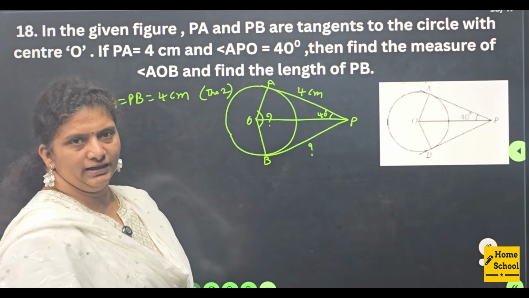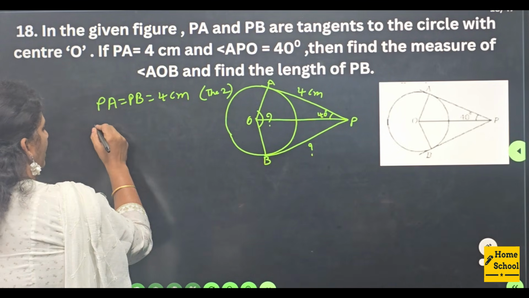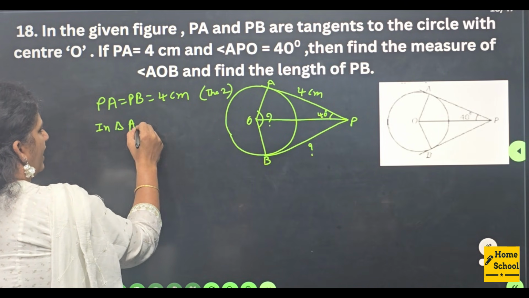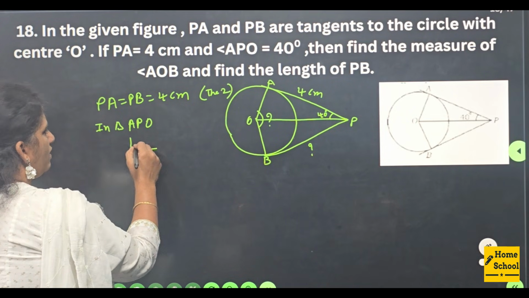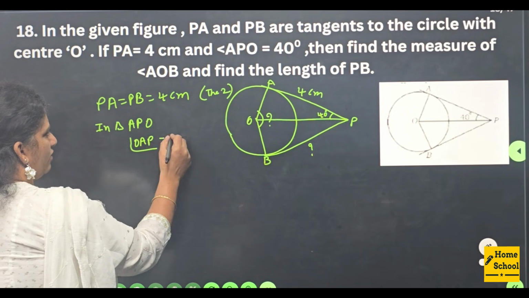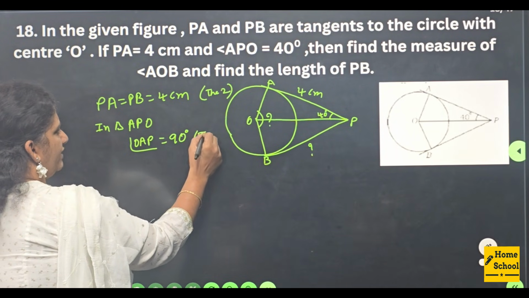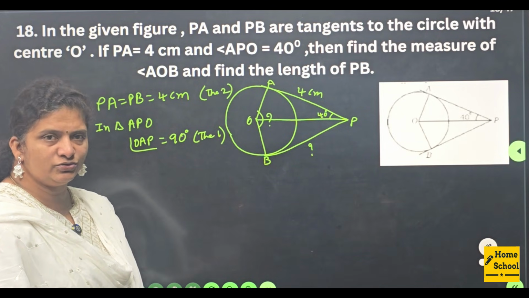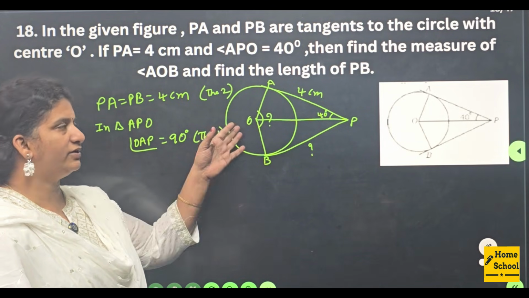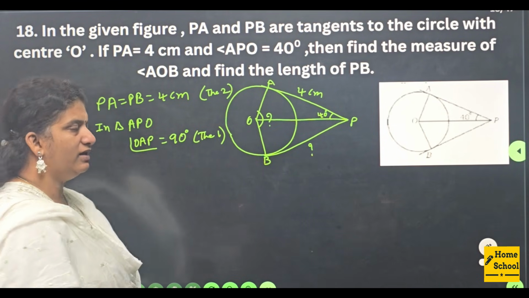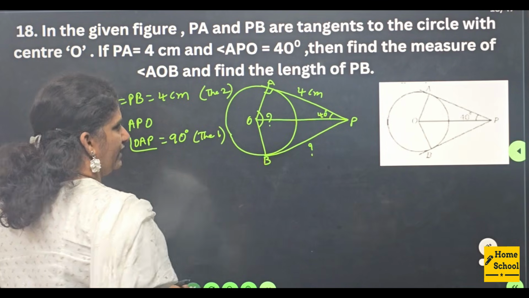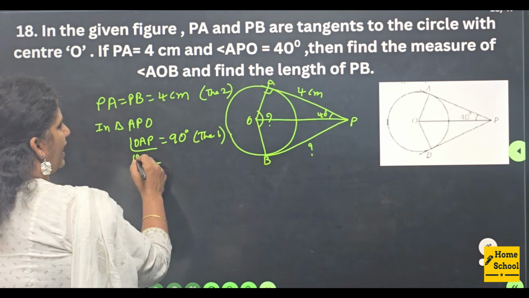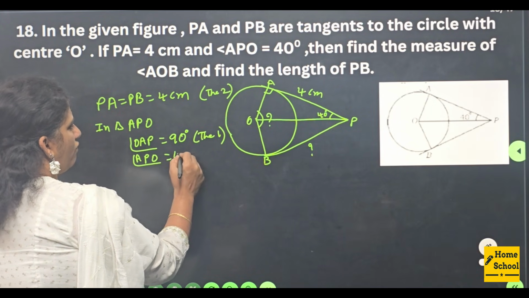Now coming to the angle, we know by theorem 1, in triangle APO, angle OAP is equal to 90 degrees by theorem 1. By theorem 1, a tangent drawn to a circle through the point of contact is perpendicular to the radius of the circle. So perpendicular means this is 90 degrees, and we know this angle is 40. Angle APO is equal to 40 degrees.